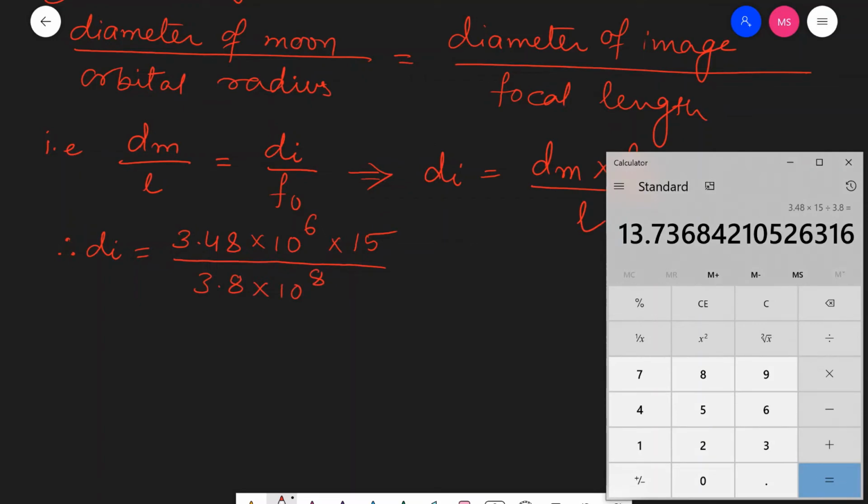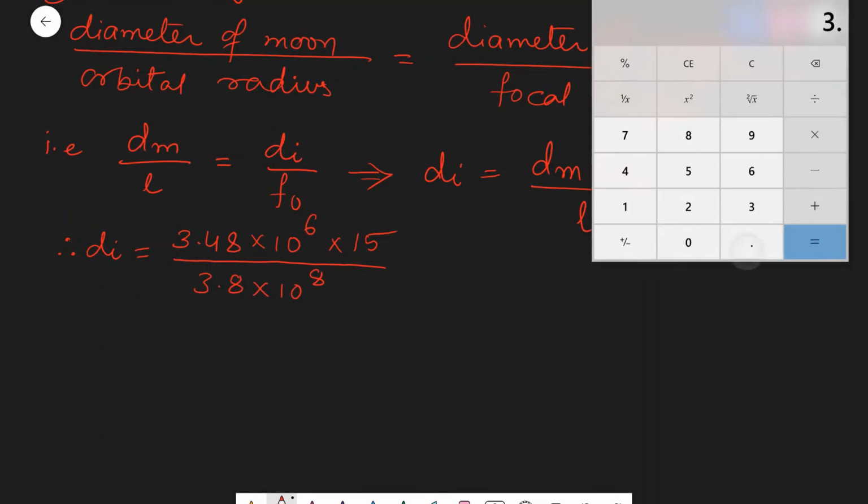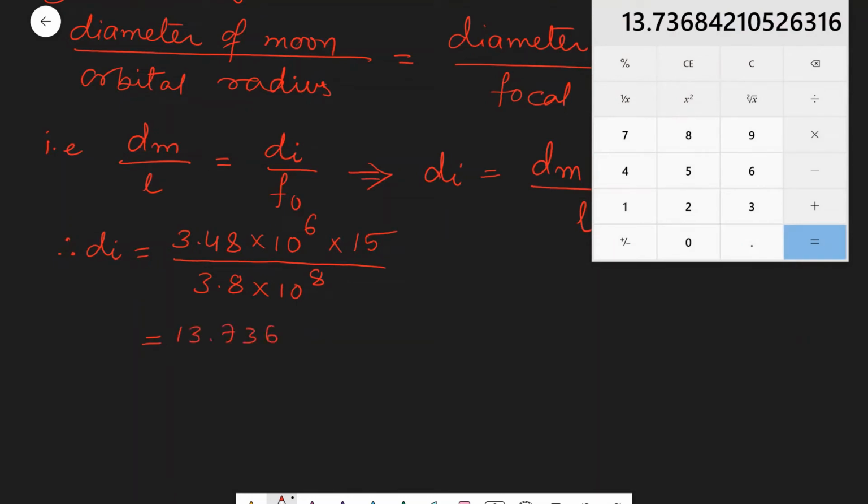So 3.48 into 15 divided by 3.8 will give 13.736 into 10 to the power minus 2 meter, or you can say that this is 13.736 centimeter. This will be the diameter of image of the moon.